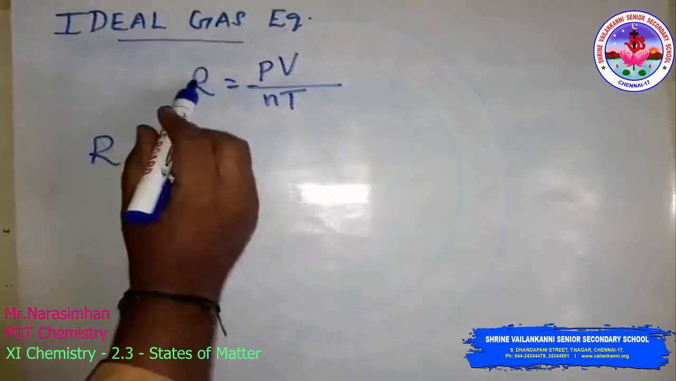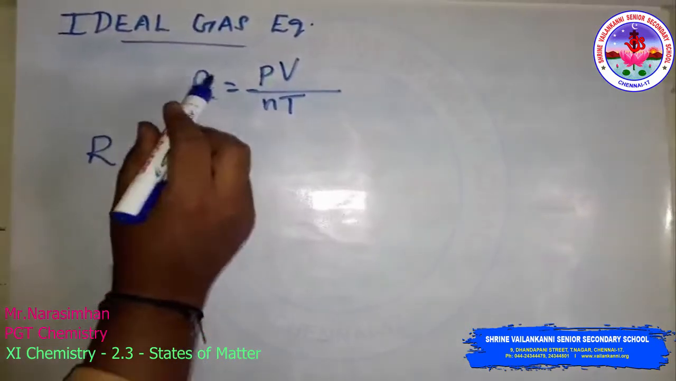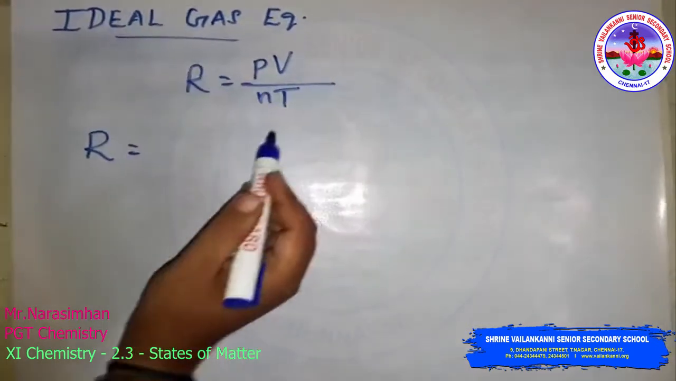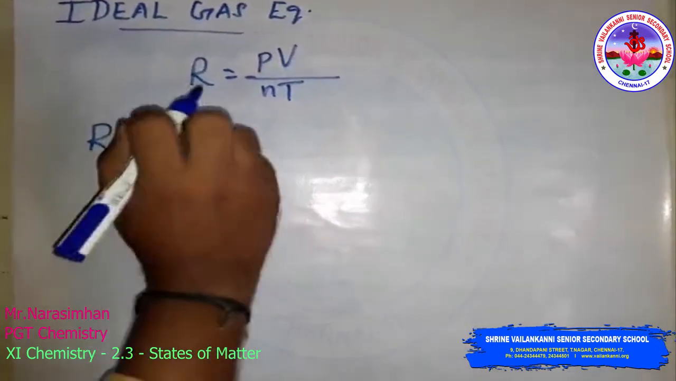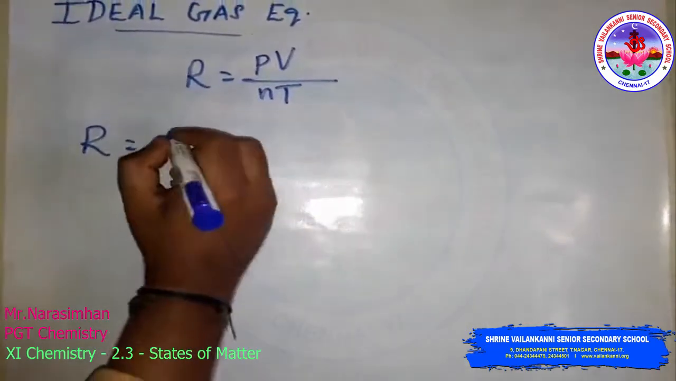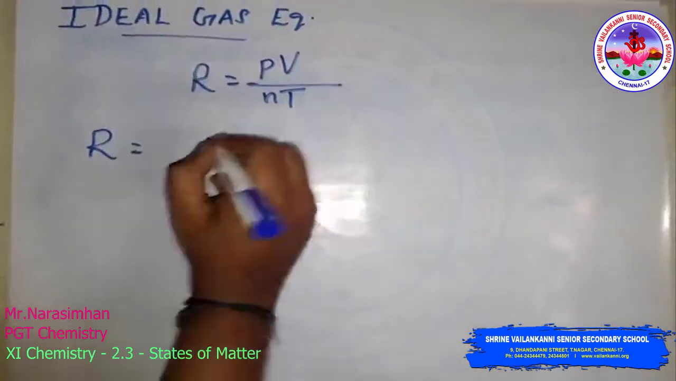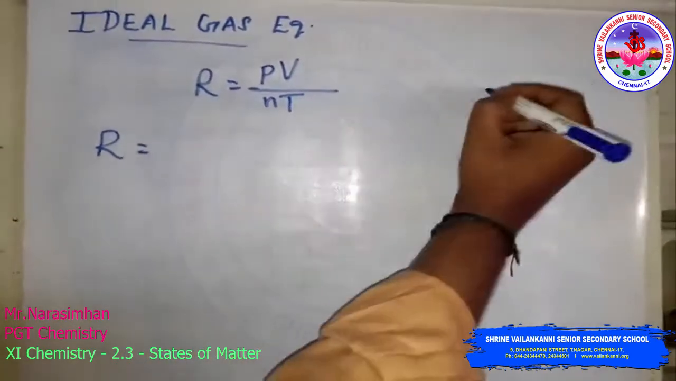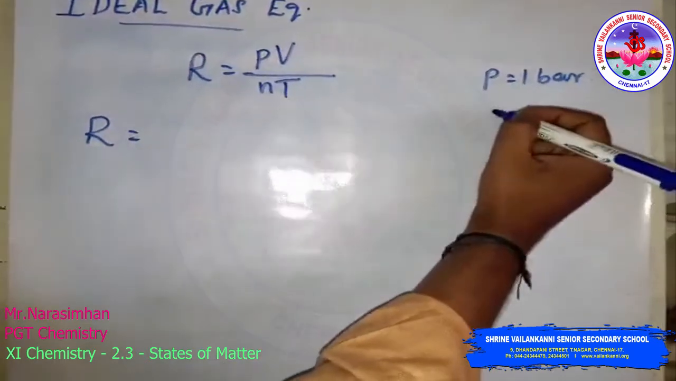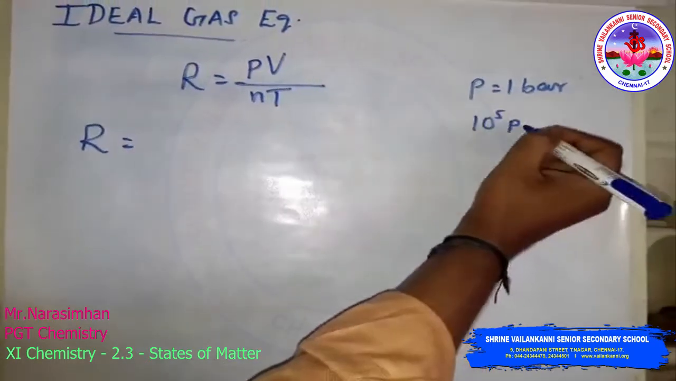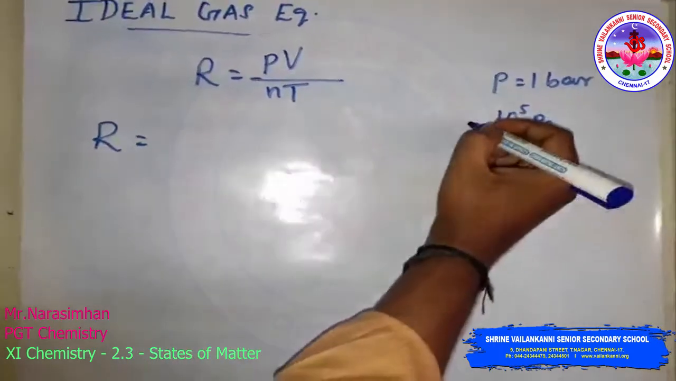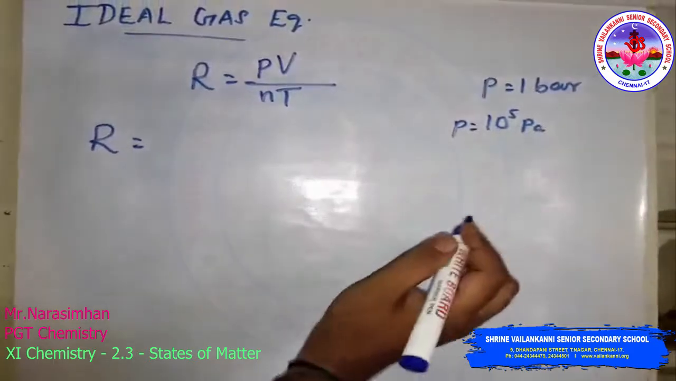Here we want to find the value of R, the universal gas constant. The pressure, volume, number of moles, and temperature are given already. The pressure is 1 bar. Converting to Pascal, 1 bar is equal to 10 power 5 Pascal. So P will be 10 power 5 Pascal.